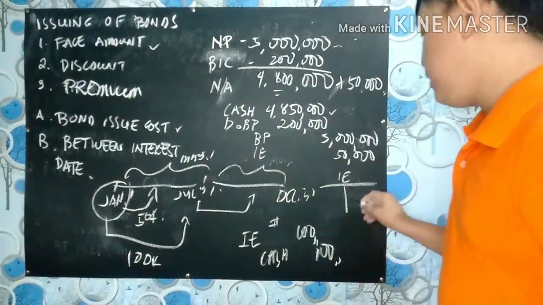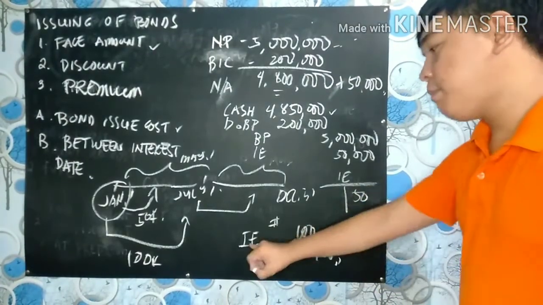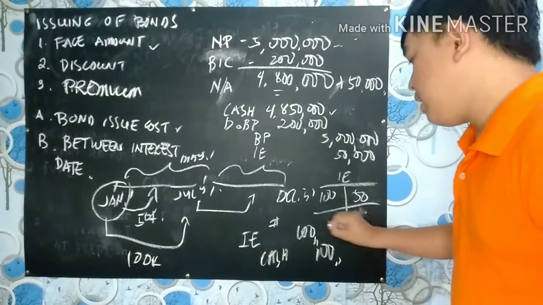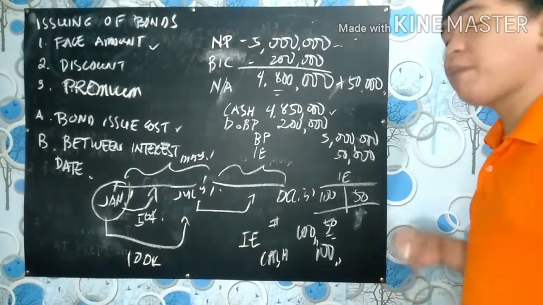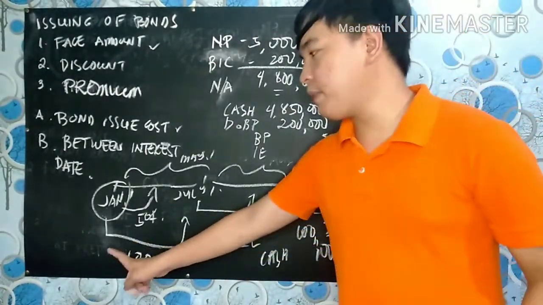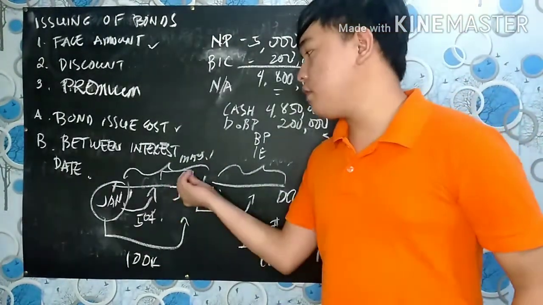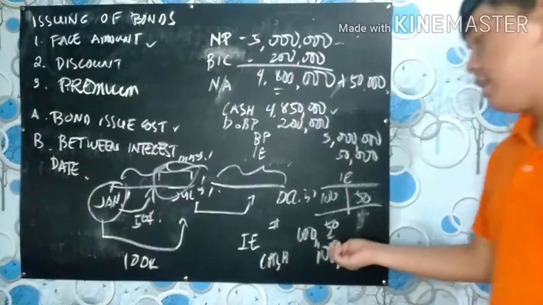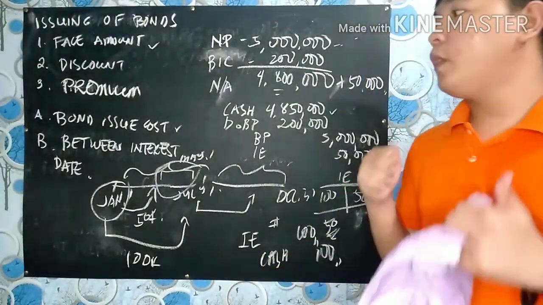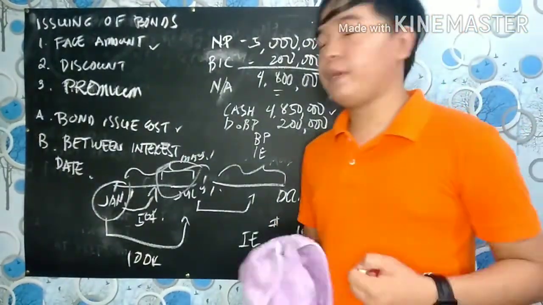Why? Kasi, di ba, may credit tayo ng interest expense dito na 50,000, may debit tayo ngayon dito na 100,000, 50,000 pa rin yung debit balance natin. Okay? So, may 50,000 pa rin tayo, which is from May to July. Yun talaga yung naging interest expense natin, which is napakita po dito sa T-account. So, okay na po tayo sa between interest date. So, let's proceed to premium.